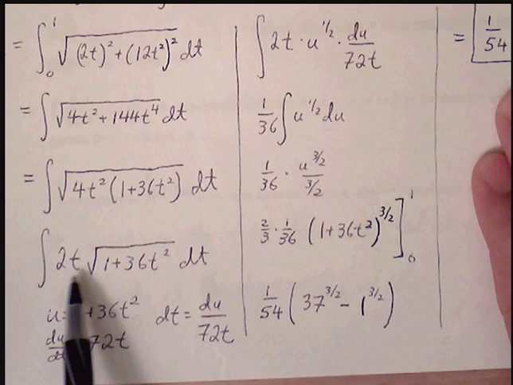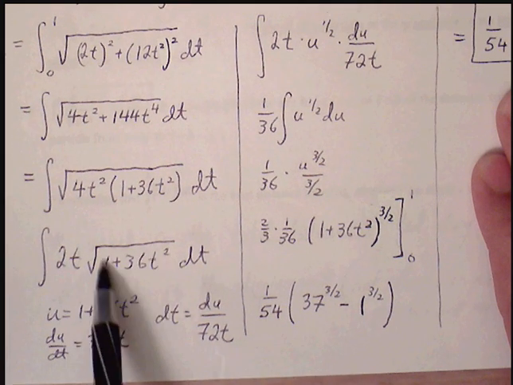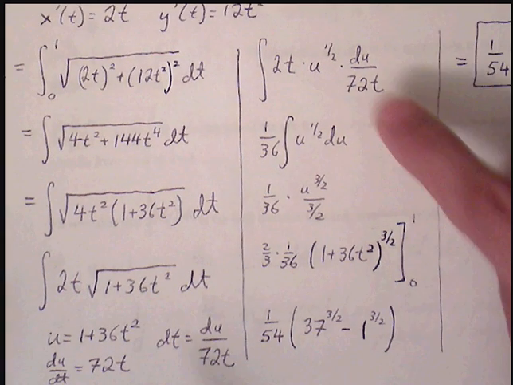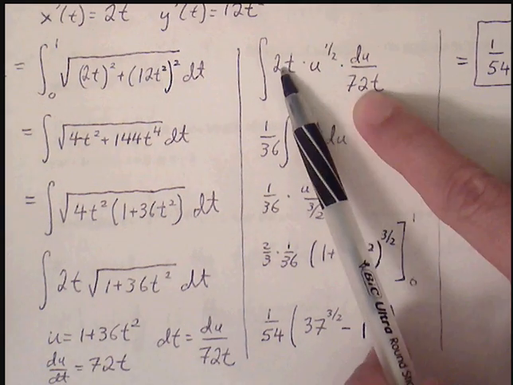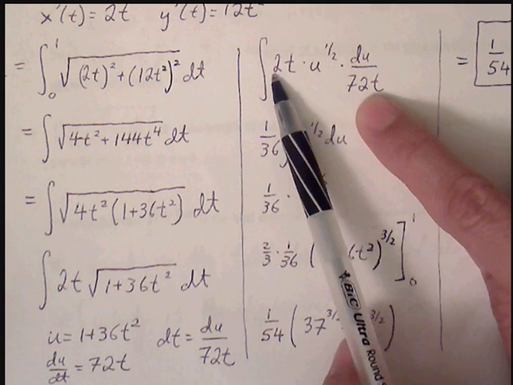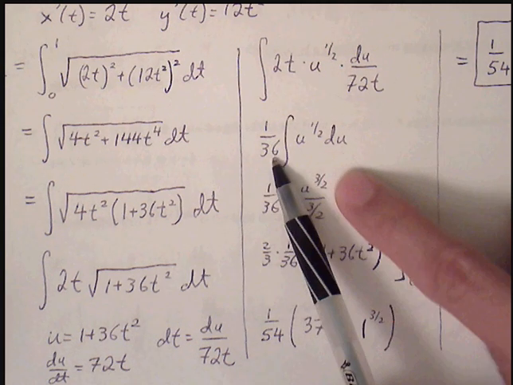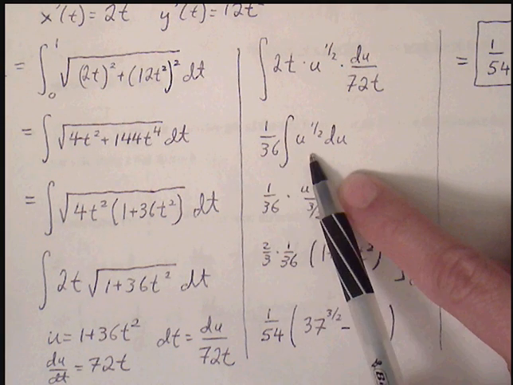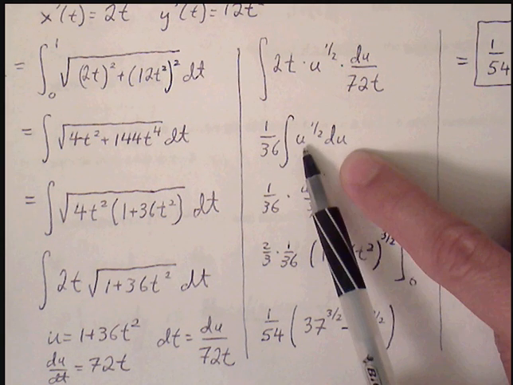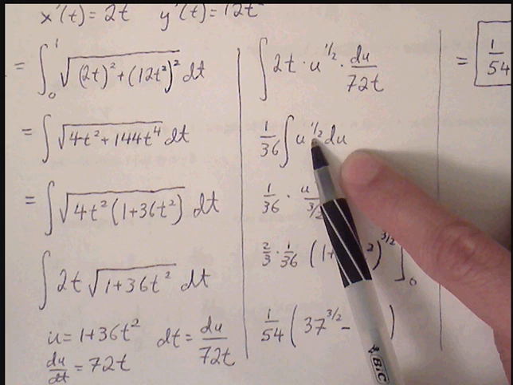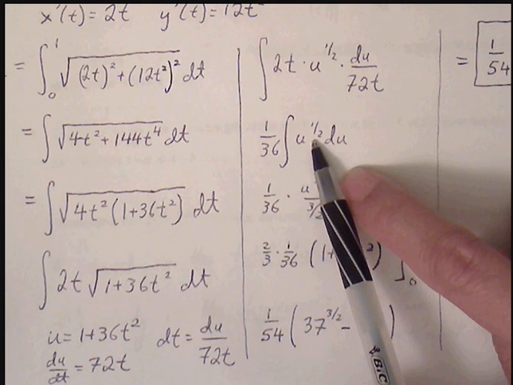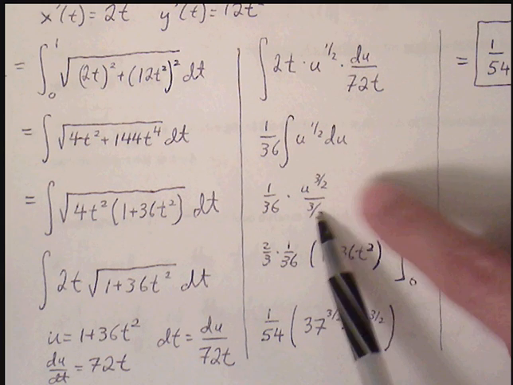The 2t will stay. The square root becomes u, and then dt gets replaced with du over 72t. Now we see the 2 and 72t are going to nicely cancel out, leaving us with just 2 over 72, which we can pull out as a coefficient of 1 over 36. And then we have u to the 1/2 du. So now we have a nice simple power rule that we can use. So for u to the 1/2, we add 1 to the exponent. So this becomes 3/2, 1/2 plus 2 over 2 is 3/2, all over 3/2.